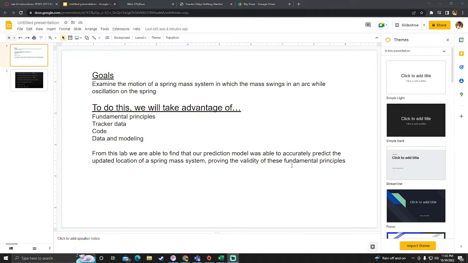So, in this lab, our goal is to examine the motion of a spring mass system in which the mass swings in an arc while oscillating on a spring. To do this, we'll take advantage of fundamental principles, including Newton's second law, tracker data, our code, as well as data and modeling. And from this lab, we were able to find that our prediction model was able to accurately predict the updated location of the spring mass system, proving the validity of these fundamental principles.